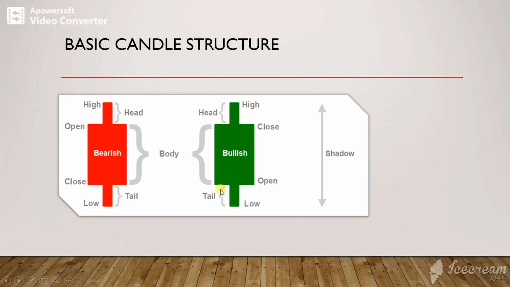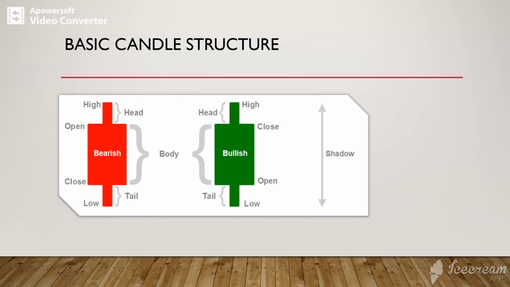Similarly for a bullish candle, the price opens low here and it has closed above the open price, and it made a high and it made a low. So this is the major difference. For a bearish candle, the open is high and the close is below. For a bullish candle, the open is below and the close is high. So you need to have a basic understanding of the Japanese candlestick.